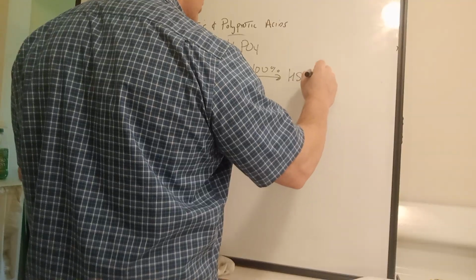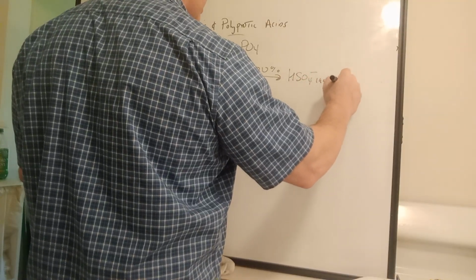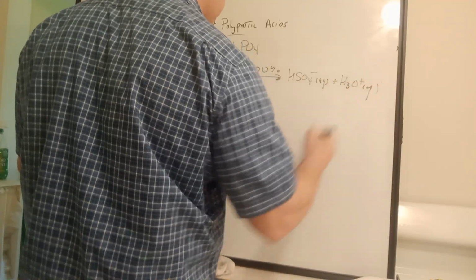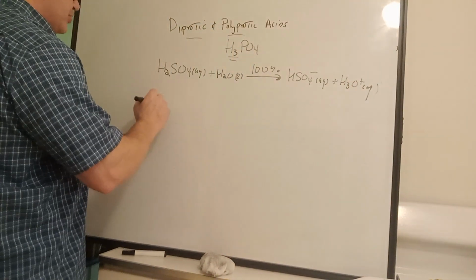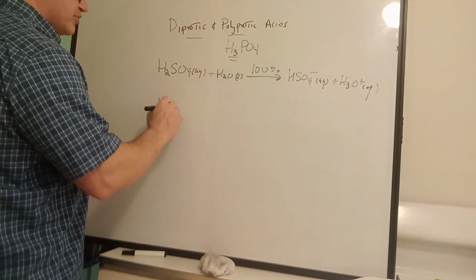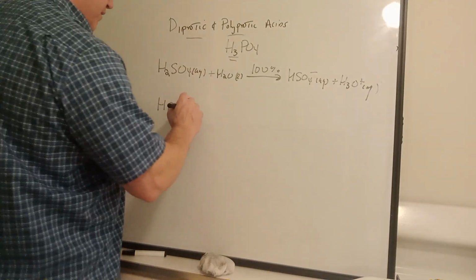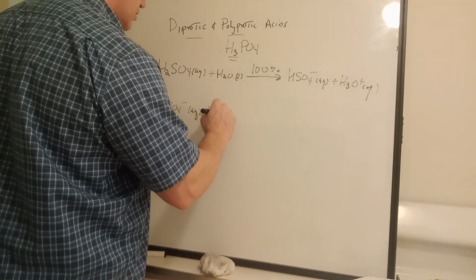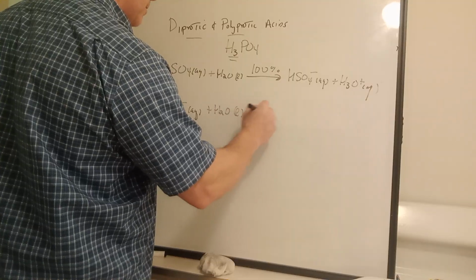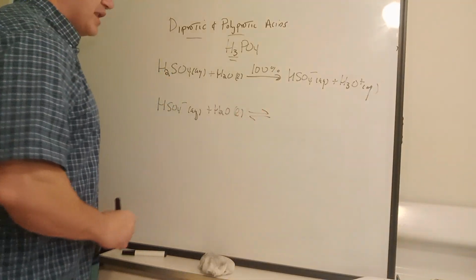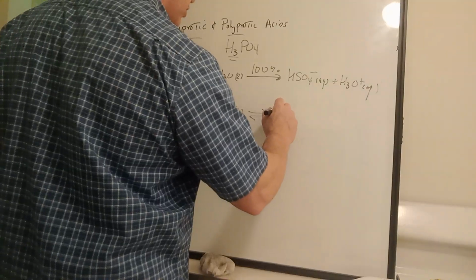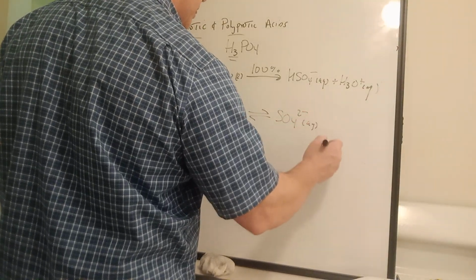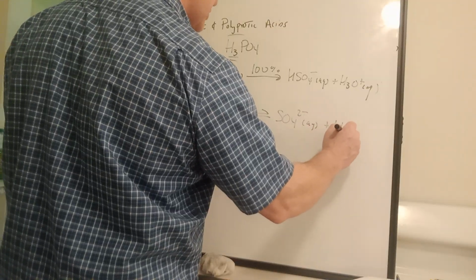to hydrogen sulfate, that anion, and H3O+. 100%. Step 1. Step 2, no. The hydrogen sulfate goes on aqueous. And that step has equilibrium with the sulfate ion and H3O plus.